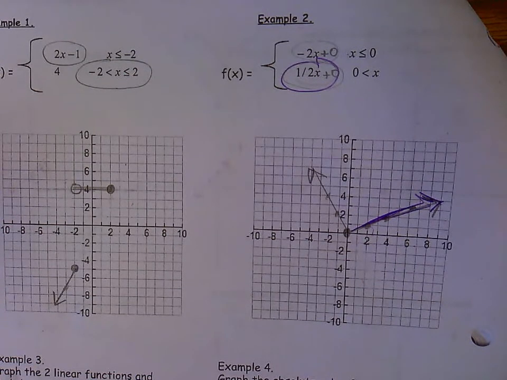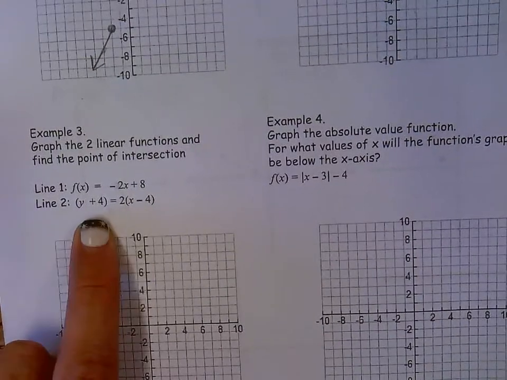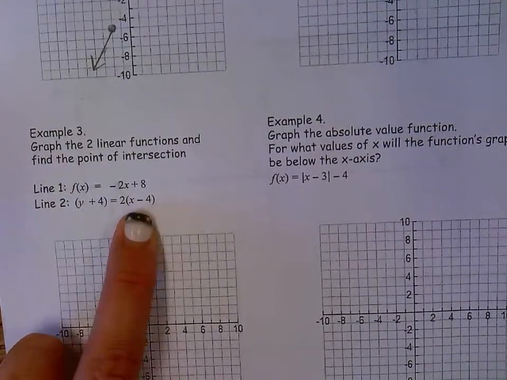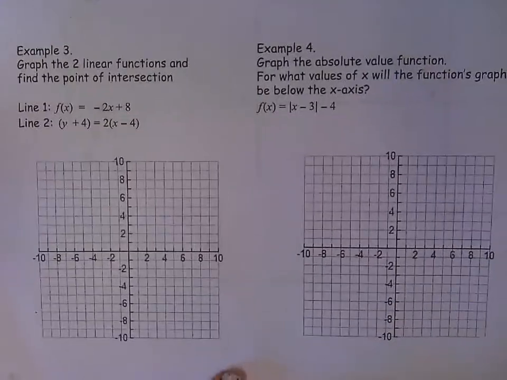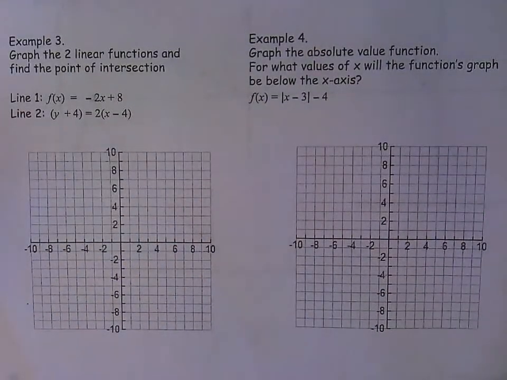All right, I'd like you to take a minute on your own to try example 3, graphing the two linear functions and finding where they intersect. One of the lines is not given in slope-intercept form. So you can either graph it the way it is or convert it into slope-intercept form. So why don't you see if you can try 3 and 4 kind of as quiz review.